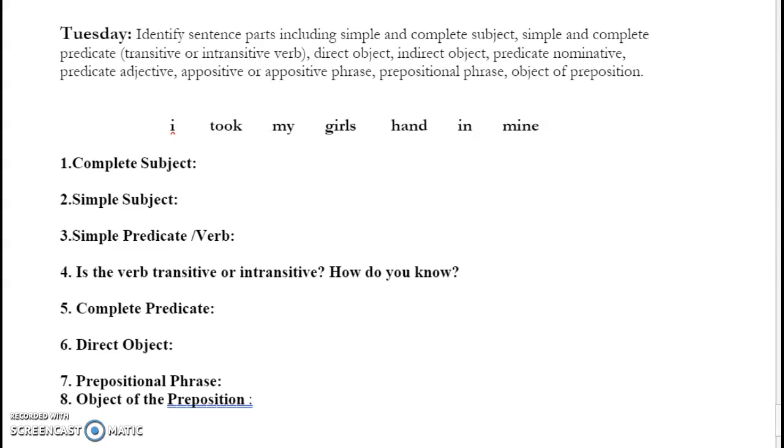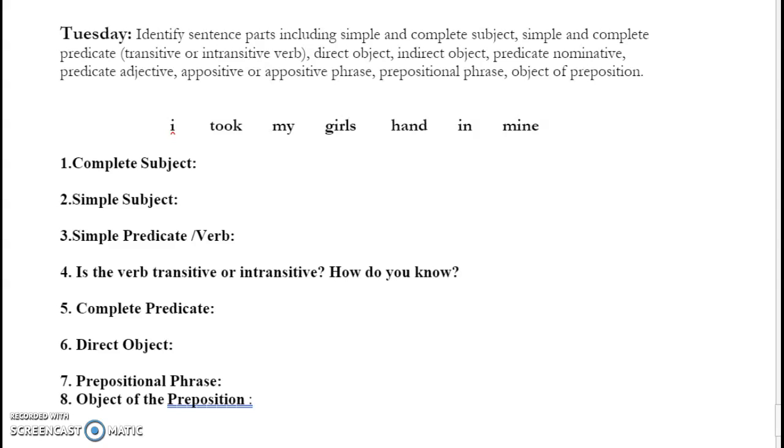This is normally at the beginning of our sentence. And then the simple subject is the main thing that it is about. So for this sentence, your answer for number 1 and 2 should be the same exact letter. Okay? Then moving on, we need to look for our complete predicate and our simple predicate.